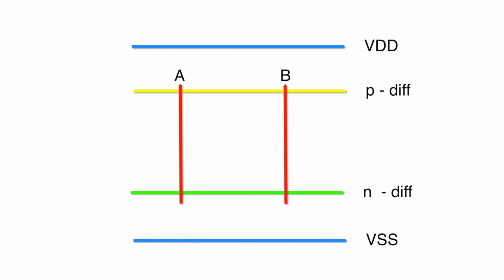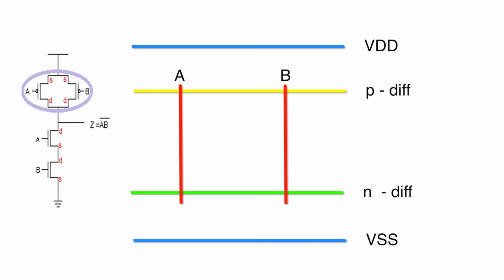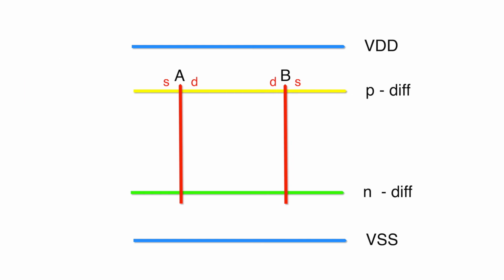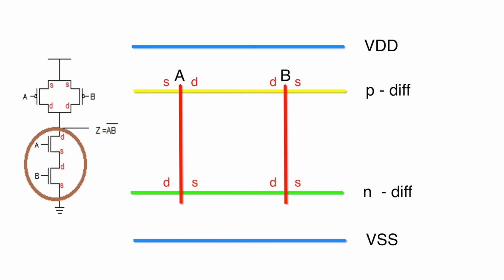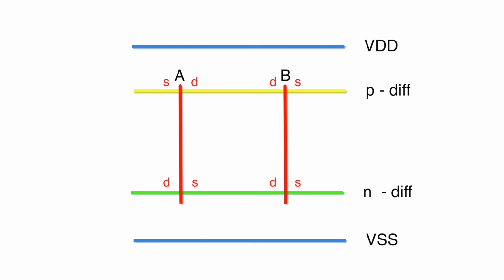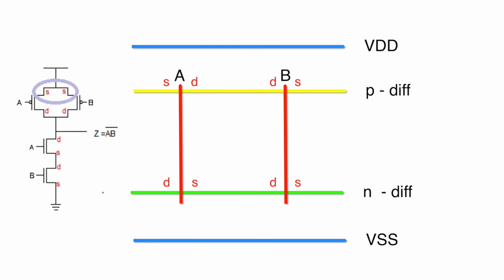E. Place the connection labels upon the NMOS and PMOS devices. Pull-up network: place S and D on each PMOS according to the static CMOS circuit for the 2-input NAND gate. Pull-down network: place S and D on each NMOS according to the static CMOS circuit for the 2-input NAND gate. F. Place the connection upon the NMOS and PMOS devices.